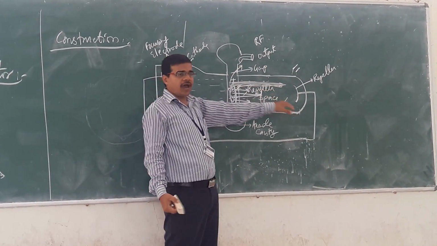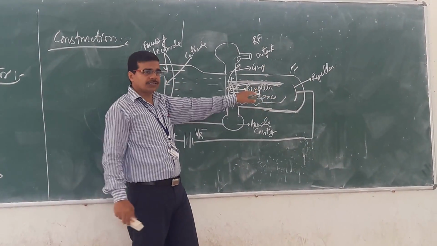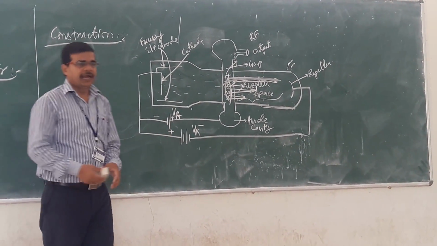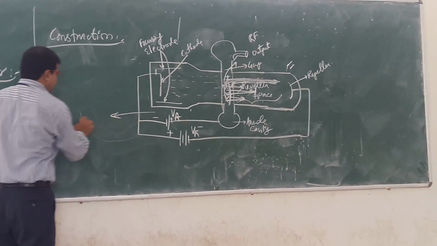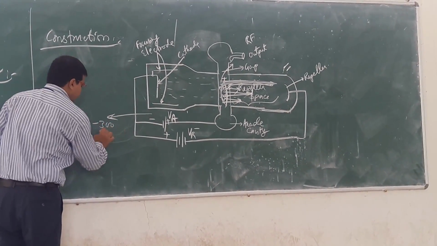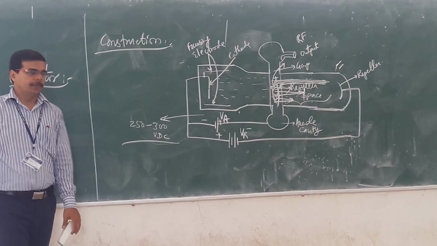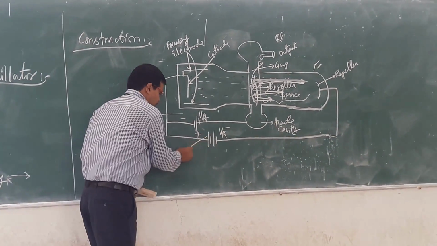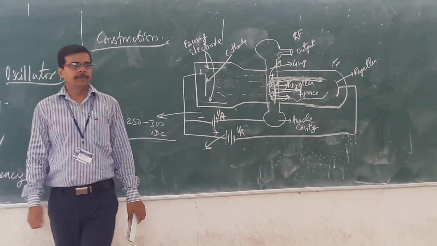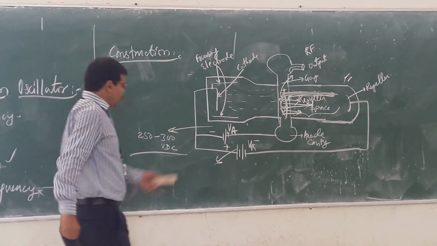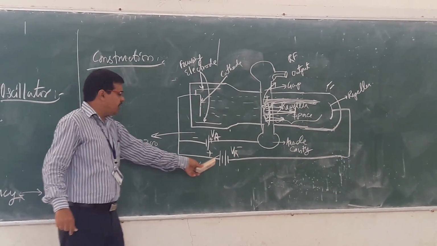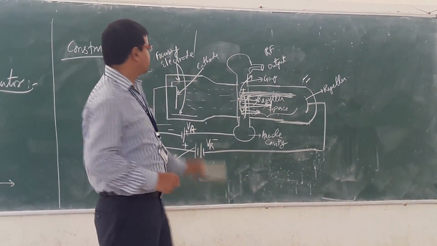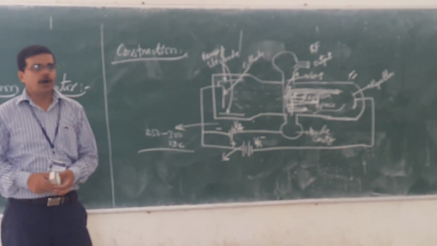In order to have sustainable oscillation, we need to adjust the anode voltage and repeller voltage. Generally, the anode voltage is kept around 250 to 300 volts DC. We keep the anode voltage fixed, and then we adjust the repeller voltage so as to get the proper oscillation. This is the construction and operation.